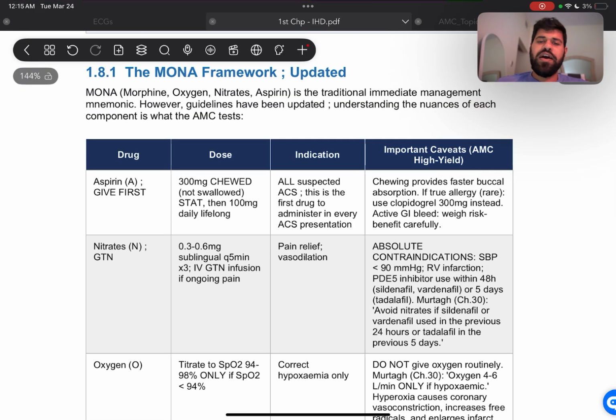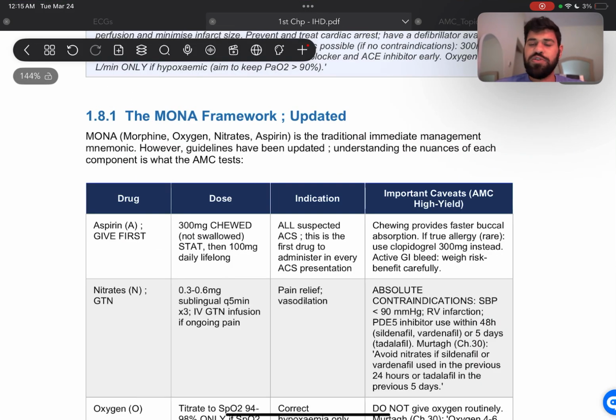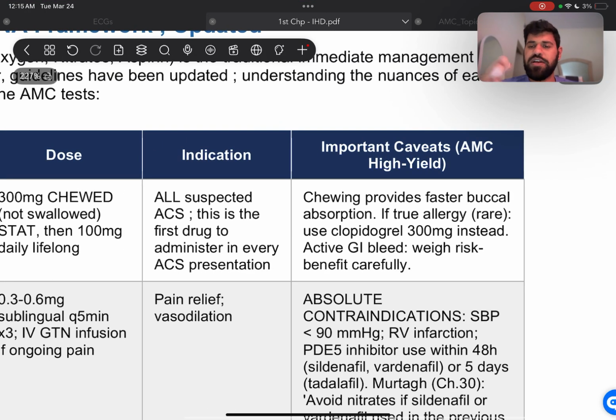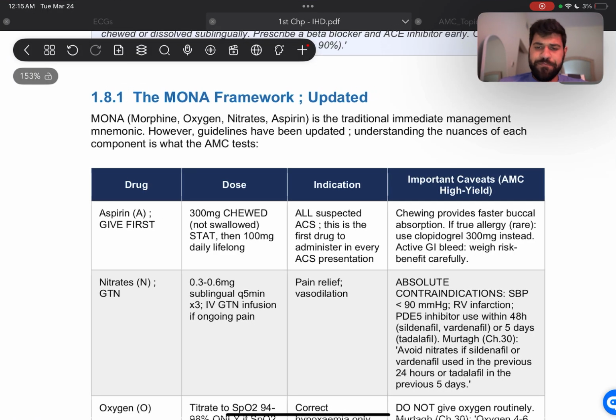All right, and aspirin give first. So 300 mg chewed, not swallowed, because chewing is going to provide faster buccal absorption. If there is true allergy instead of aspirin, we give them clopidogrel. All right, however, if there is an active GI bleed, we have to now start weighing the risk to the benefit carefully. All right, good.